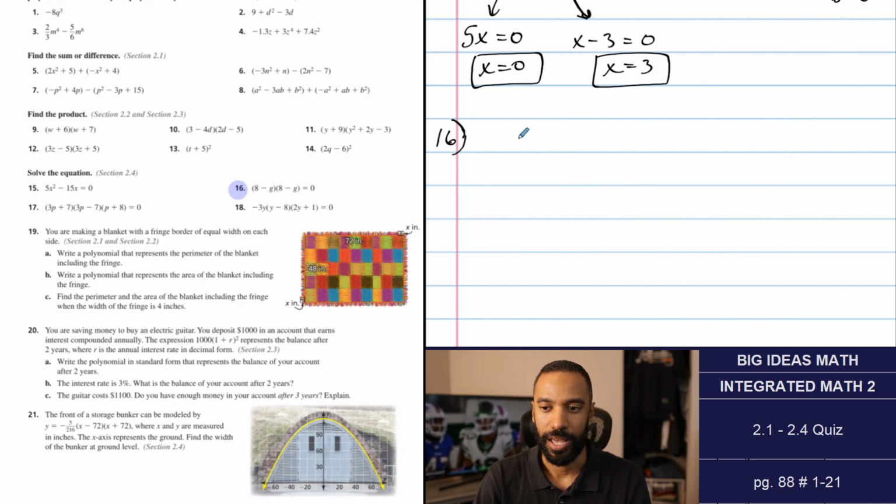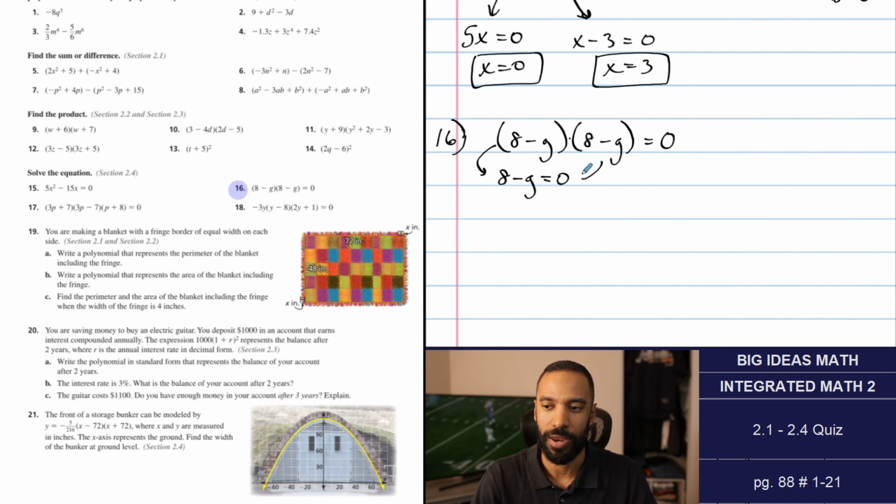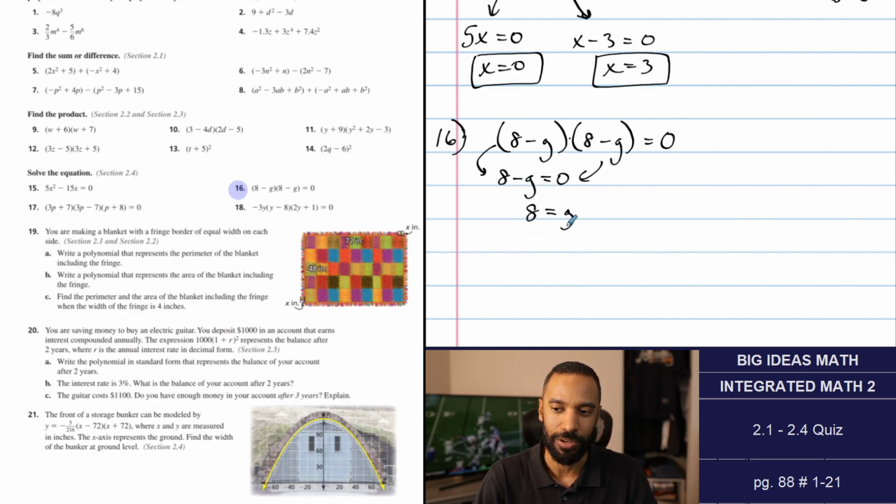This is already factored. I have 8 minus g times 8 minus g equals 0. Now, we just came off distributing in section 2.3. It's actually counterproductive to start distributing and FOILing this thing out. Factored form is what you want. You want the product, a times b equals 0. One of these has got to be 0. So either 8 minus g equals 0 or 8 minus g equals 0. I'll give you the heads up and spare you a little bit. It's the same thing twice. So whatever it is the first time, it is the second time. If I add g to both sides, I'm going to get 8 equals g, or g equals 8. That ends up being the answer.